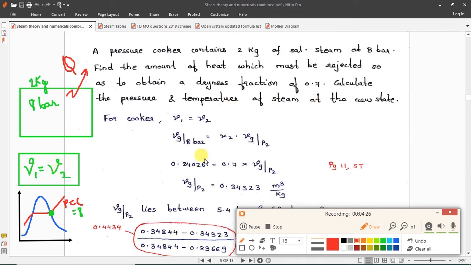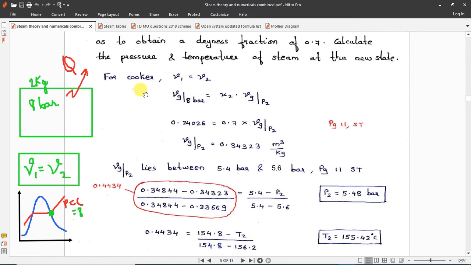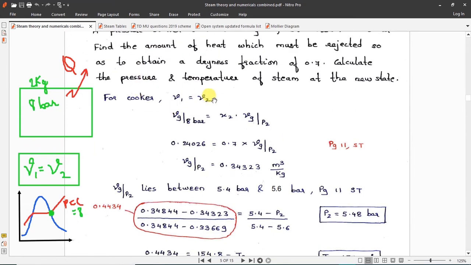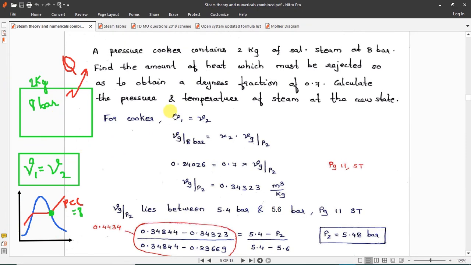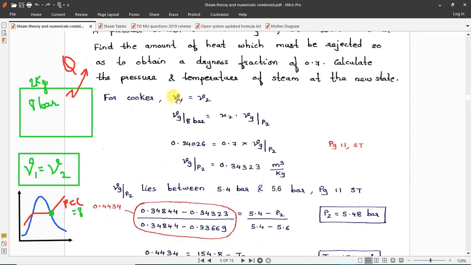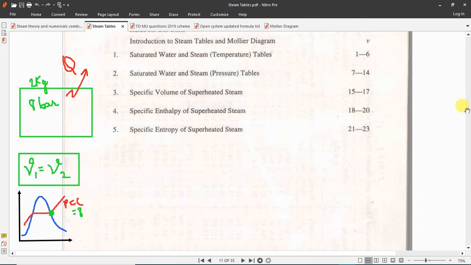Okay, now how to solve this numerical? Here I have written V1 is equal to V2. Initially, on the TH diagram for point number 1, it is saturated steam, and the pressure is 8 bar. So what will be V1? V1 will be vg at 8 bar. So I'll go to the steam table, the pressure tables. The first one is the temperature table. We'll go to the pressure tables.